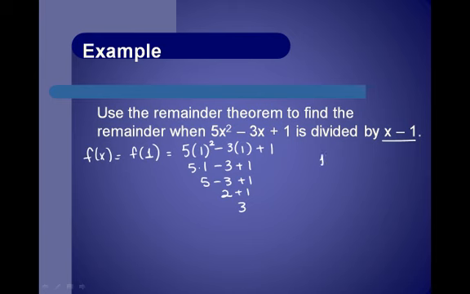I always still think it's a good idea to check that real quick. If we did synthetic, it shouldn't take long. Put our numbers in descending order, drop your first term, multiply 1 times 5 is 5, combine those two numbers, negative 3 and 5 is 2. 2 times 1 is 2, 1 plus 2 is 3. That remainder is the same thing as what we would get if we did f of 1.